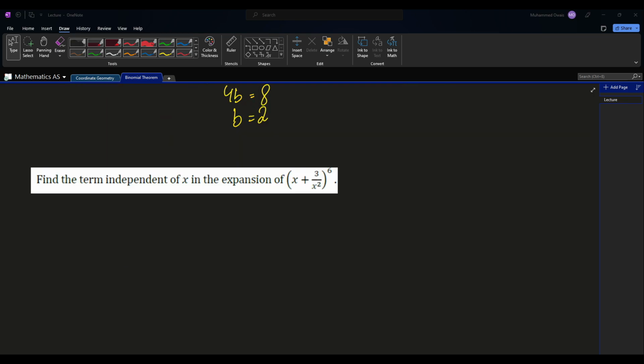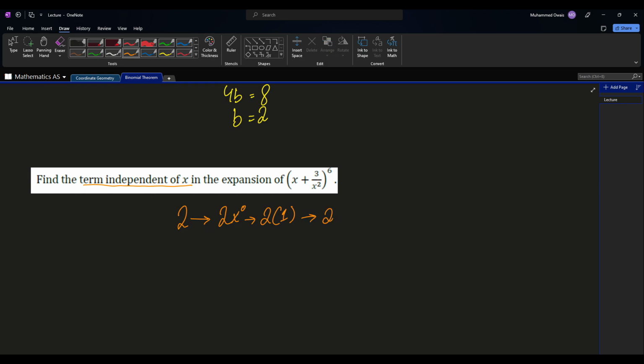Now then, here we have another question. Here it is asking us to find the term independent of x in the expansion of this. Now then, what does this mean? Find the term independent of x. Basically, a term which does not have an x. So, for example, if I say 2, this is a term which is independent of x. It does not have any x. I can also write this as 2 into x power 0, as anything that is a power of 0 basically becomes 1. So this is basically 2 into 1 gives us 2.